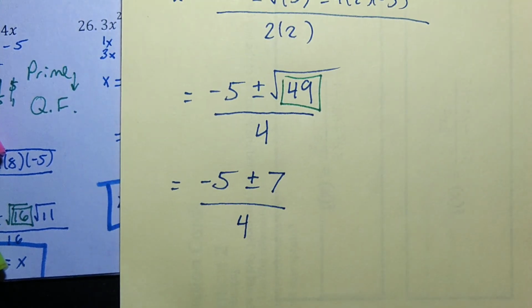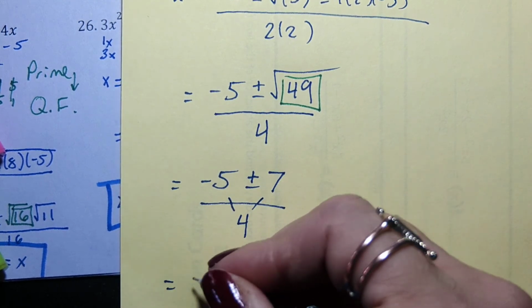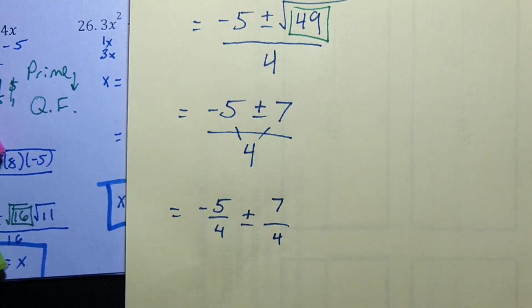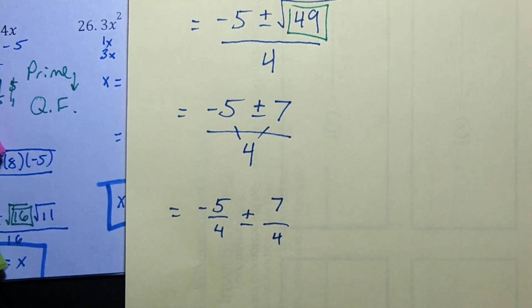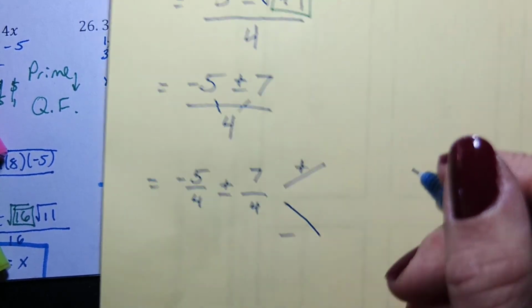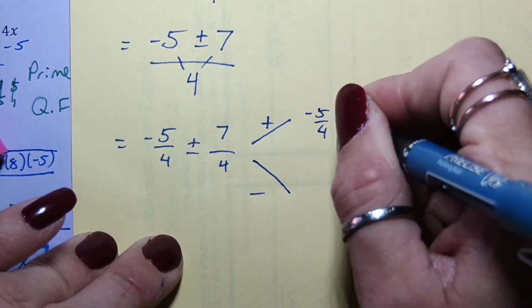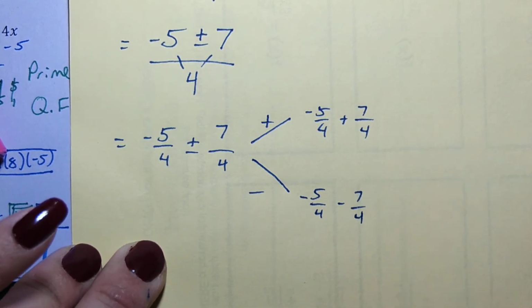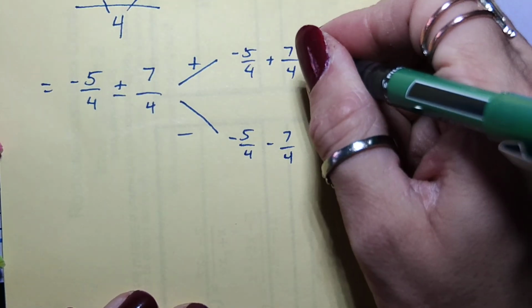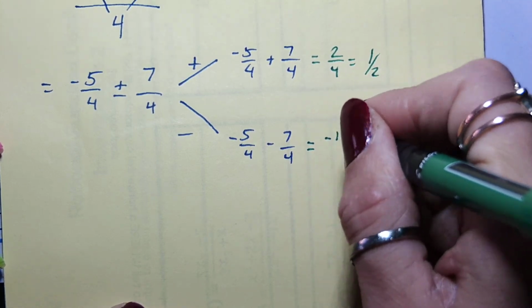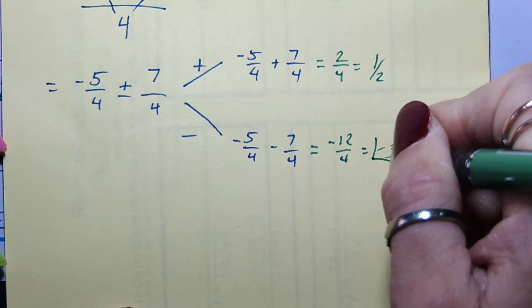From here, division distribution. Yuck. Negative 5/4 plus or minus 7/4. Ladies and gentlemen, can I add and subtract those two fractions? Yes. So this is where I would have to do the plus case and the minus case. So negative 5/4 plus 7/4 and negative 5/4 minus 7/4. Using your calculator or doing it by hand, you would see that this is 2/4 or a half, and that this is negative 12/4 or negative 3.